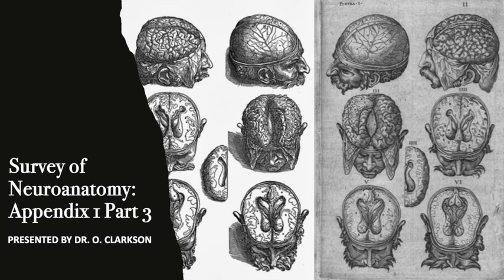Filum terminale. That's going to be an extension of pia mater. As you get all the way down to the very end of the spinal cord, at the conus medullaris, there's a little strand that comes off at the very end and attaches itself to the base of the sacrum to keep the whole spinal cord in place, right? Otherwise, the spinal cord would maybe move a little bit. So this helps to provide structural stability for the spinal cord. It's called the filum terminale, and it inserts into the coccyx.